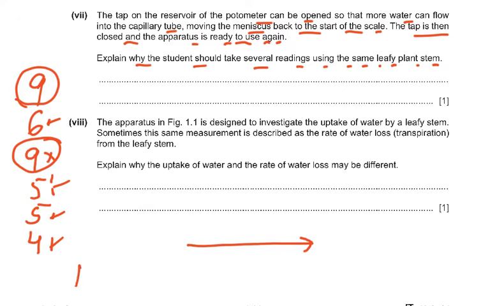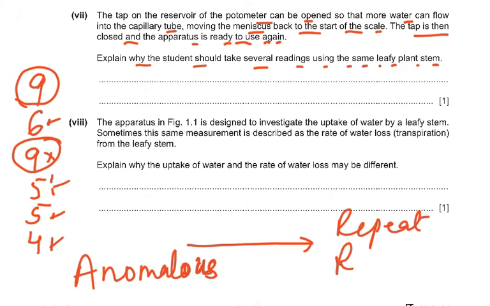Anomalous. Please understand this English. It's not an easy English. So it was an anomalous reading. But if you had only taken one reading, then you would have just one reading. So that's why we say this a lot in A levels as well. Repeat the experiment, R for repeat, to make the results reliable, R for reliable, and R for remove anomalies.